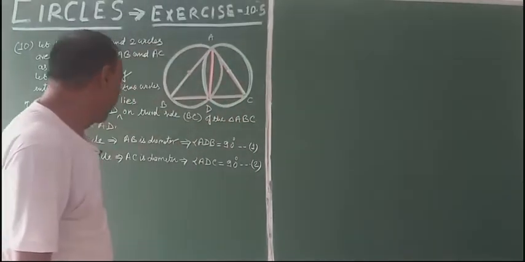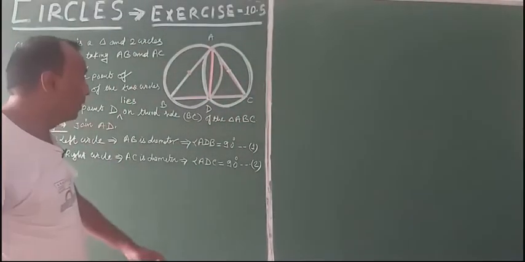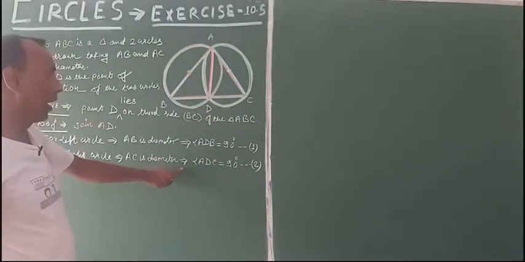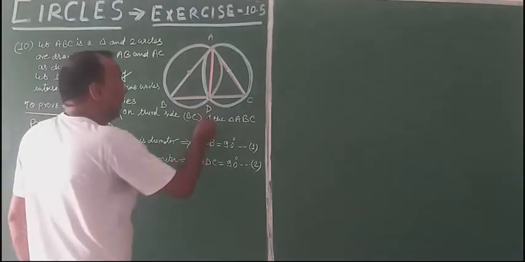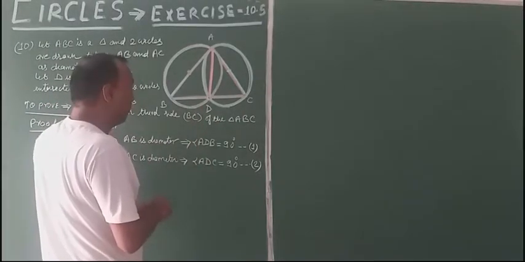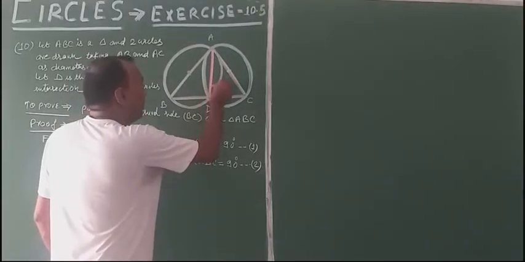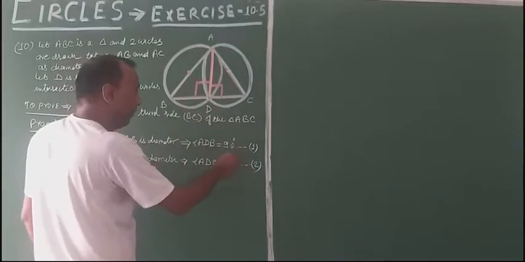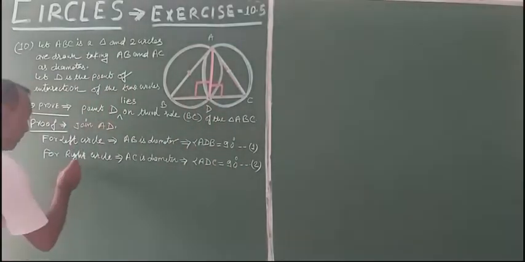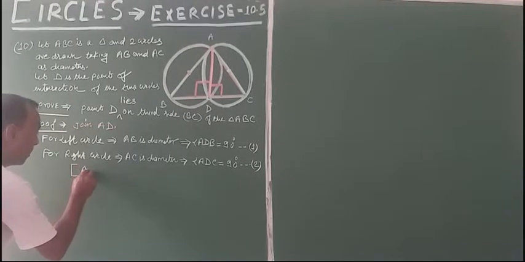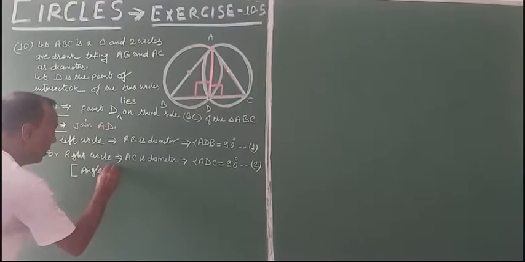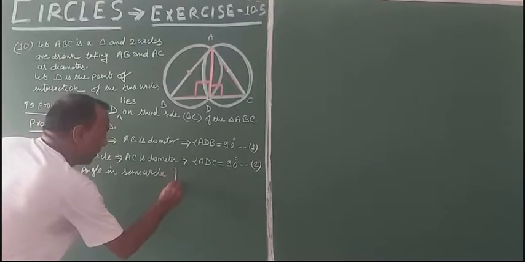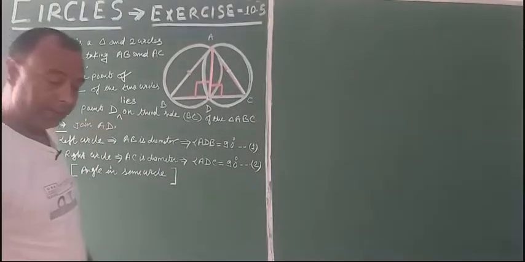Now for the right circle, AC is the diameter. Therefore, this angle ADC will also be 90 degrees. And what is the reason? Because angle in a semicircle is 90 degrees.